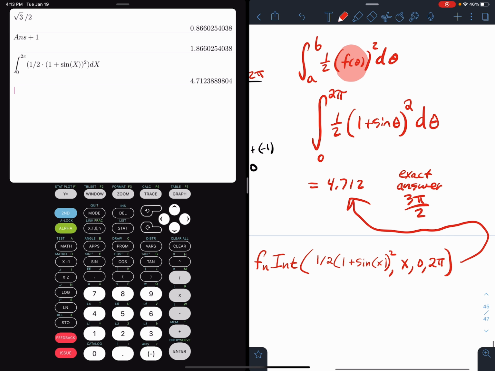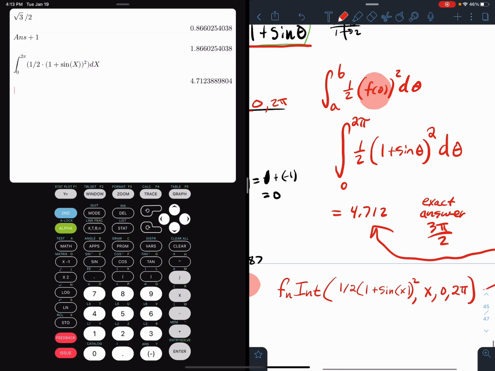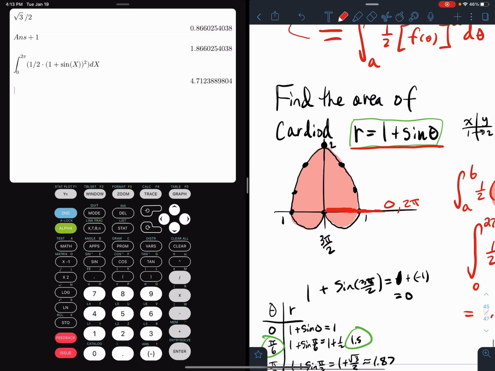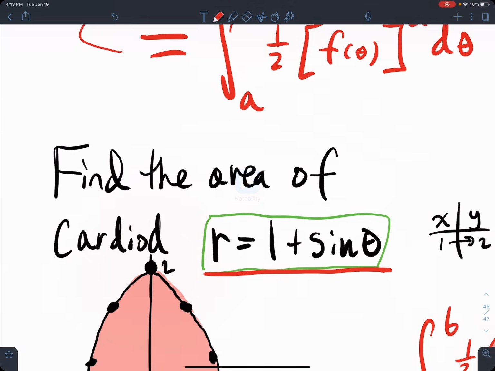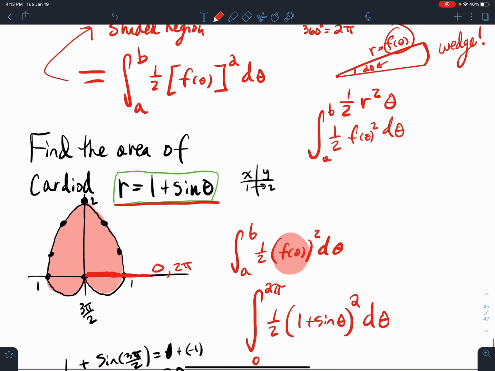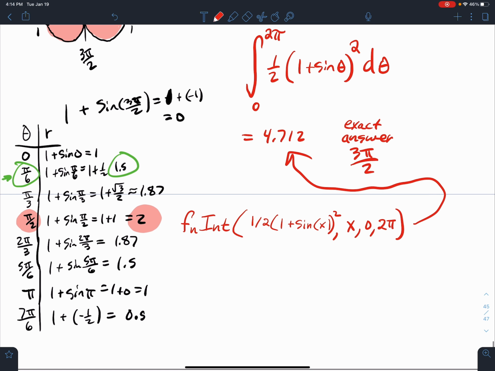Okay? So hopefully that helps you understand what's going on there with a simple cardioid and how to find the area of that enclosed region. In the next video, I'll talk about what we do whenever we've got two different curves and we're trying to find the area between them.